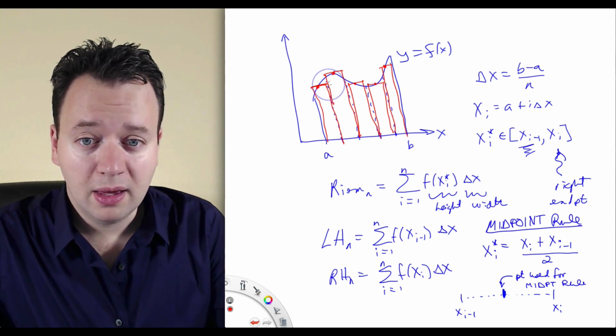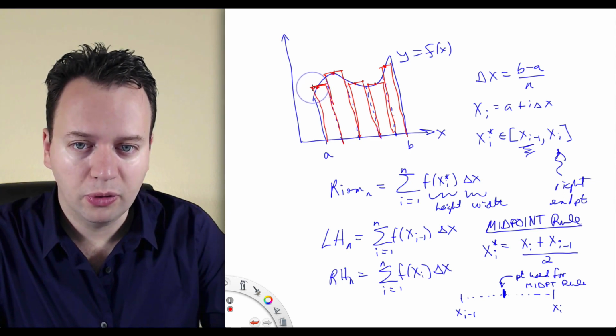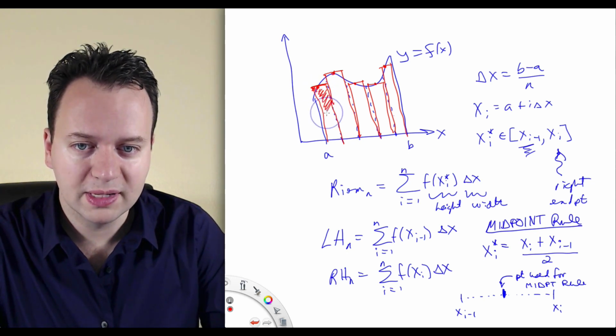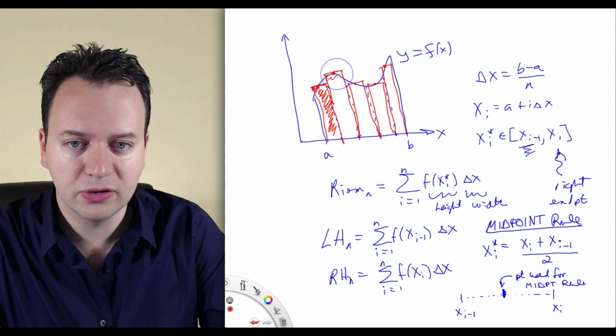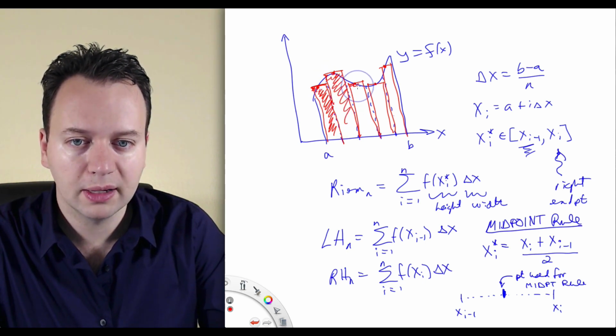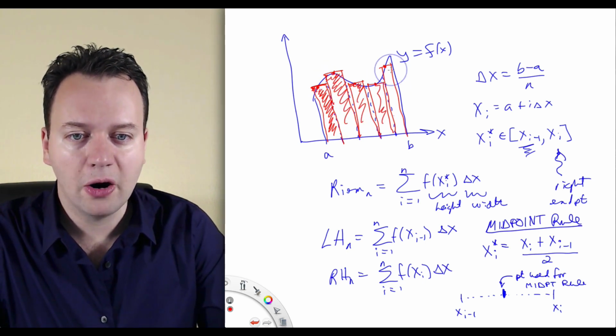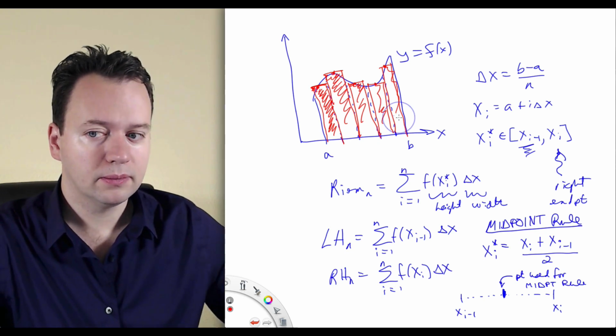So that would be a graphical representation of the midpoint rule. So this is a visualization of what the midpoint rule would look like. So it's literally the area of those 5 rectangles right there.